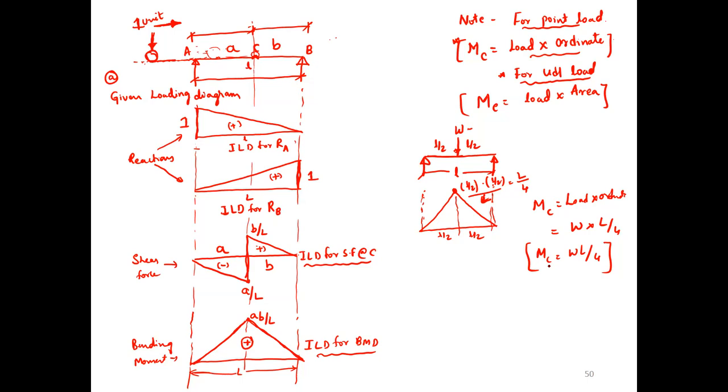Now instead of the center, you take W at AB. Now what happens to the diagram? It's a standard chart. You know that this is AB by L. As per this concept, W into load intensity AB by L. What is the equation? W AB by L.